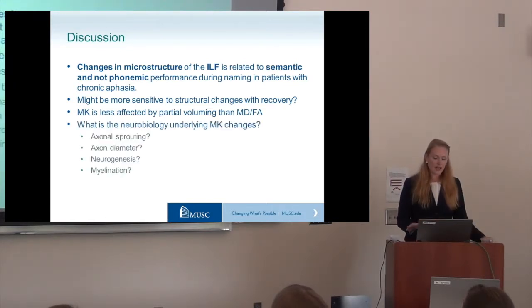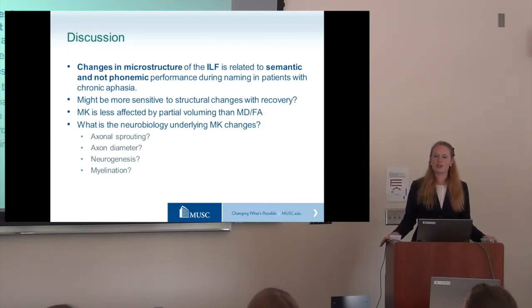The last thing, what everybody was probably wondering, is what does this mean, changes in mean kurtosis? What is changing in this bottleneck? Are there new axons growing? Is the diameter changing? Is there axonal sprouting? Is there myelination, remyelination? That's very hard to tell from these measurements. It's very hard to say if it's one thing over the other. So for the remainder of the talk, I would like to introduce you to something called biophysical models that we will use to try and interpret these results.